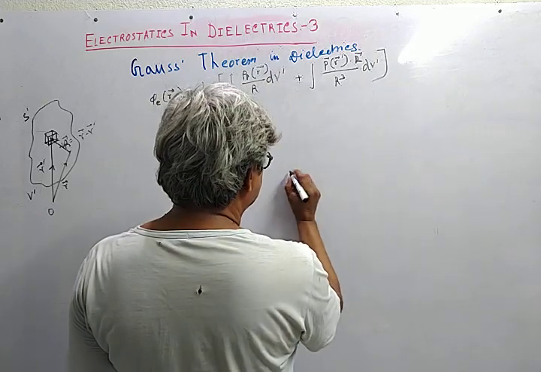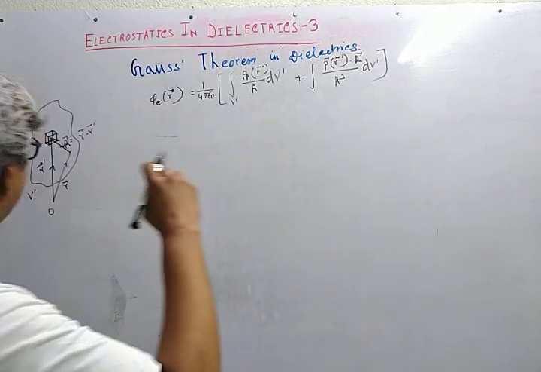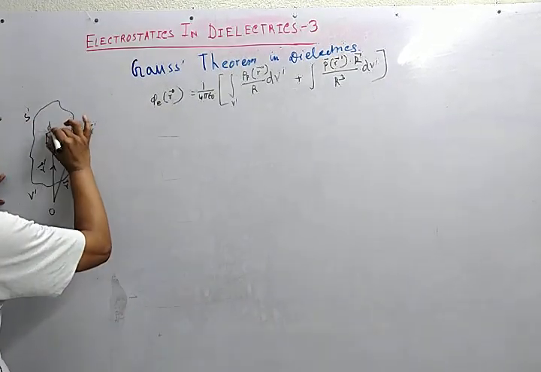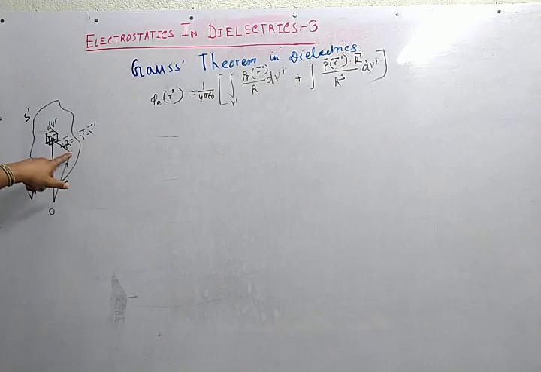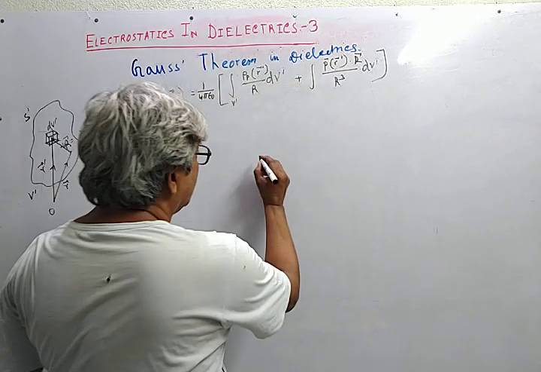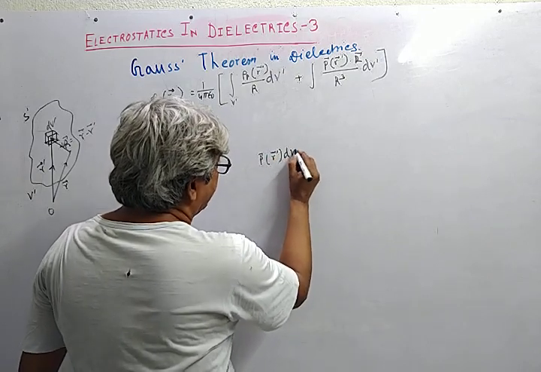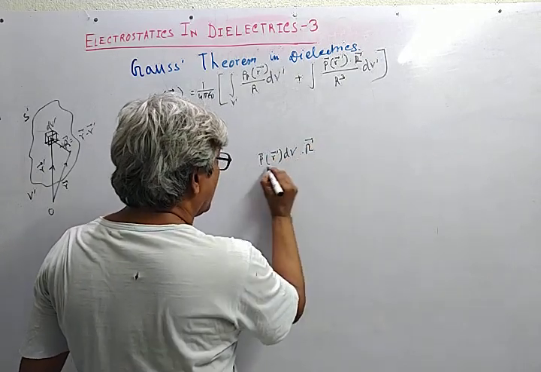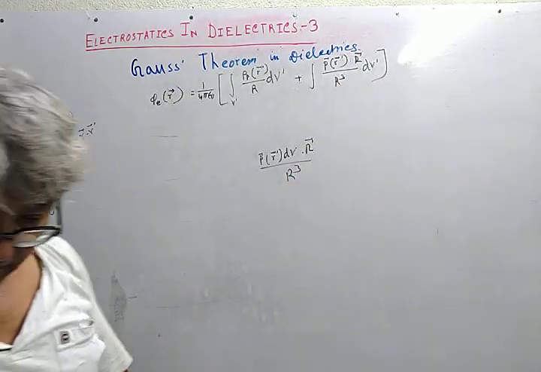here we have used that P dV prime is the dipole moment of the material within this volume, and it produces an electric potential at the point R, which is P of R prime dV prime dot R by R cube. This is the term that we have used.